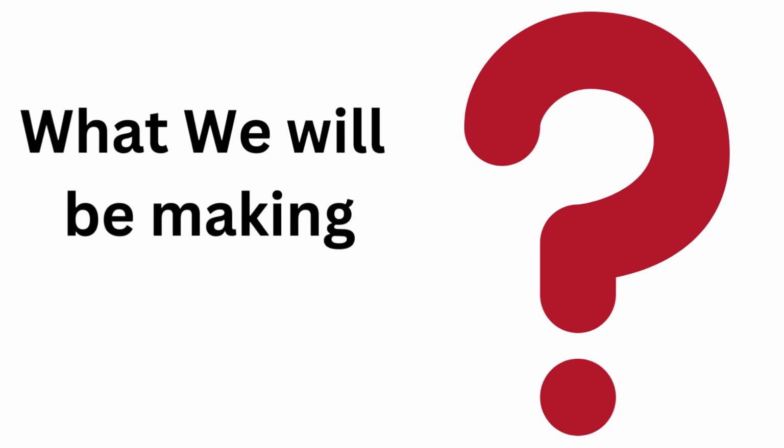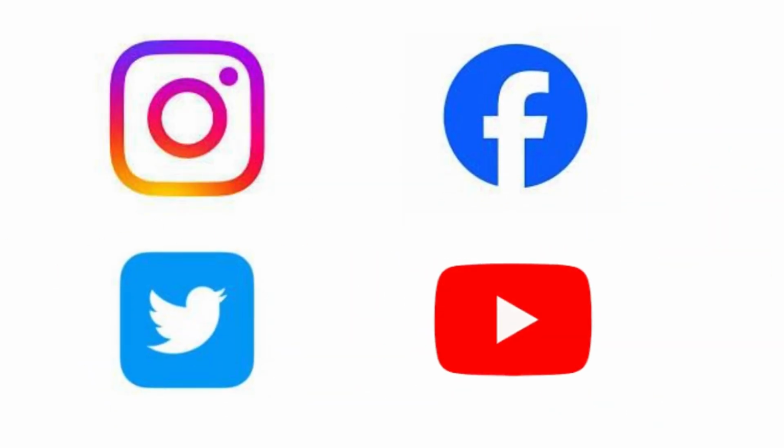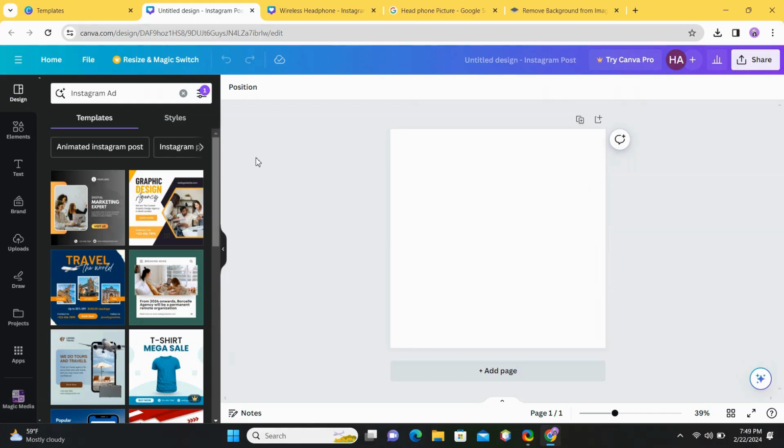Today, we will make social media ads using Canva. These ads can be used in various social media platforms, like Instagram, Facebook, X, YouTube, etc. So let's get started. Open a blank page on Canva.